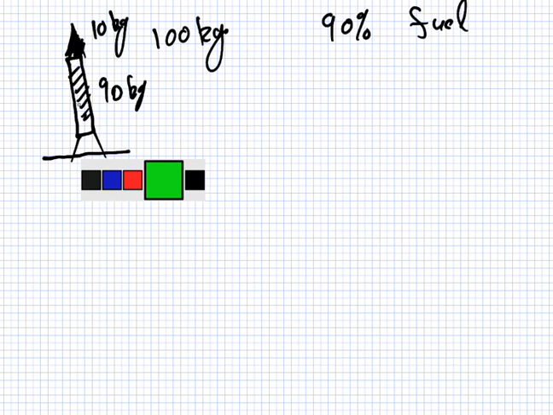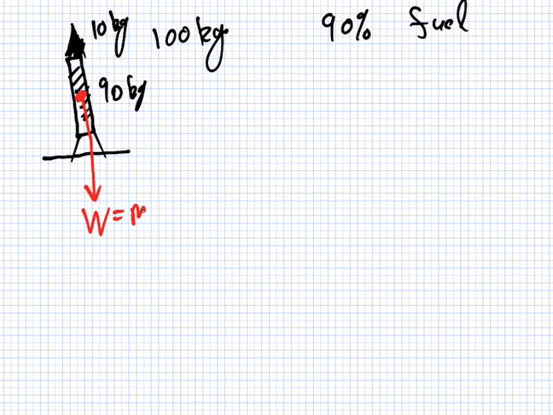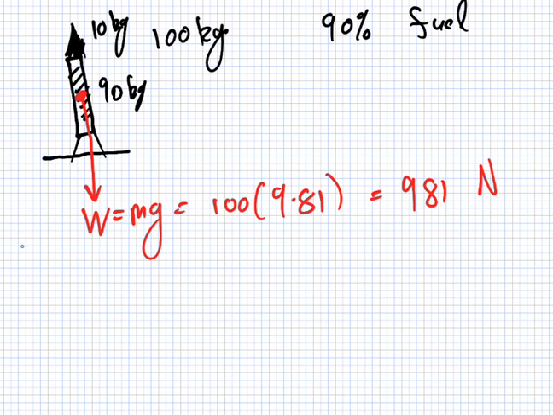Right, so my first question is, what is the weight? Well, that's no problem. Weight equals mg, which will be 100 times 9.81, which will be 981 newtons. I hope that's okay, because if that's not okay, there's big problems. Okay, weight equals mg.